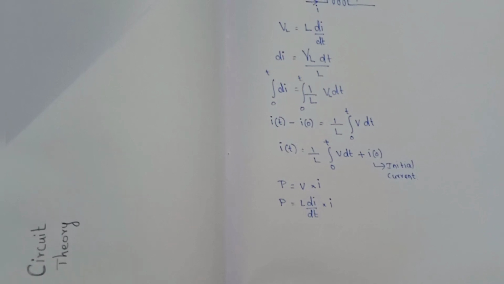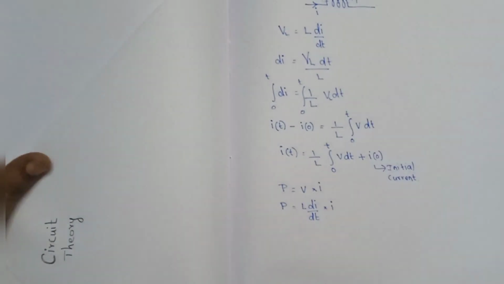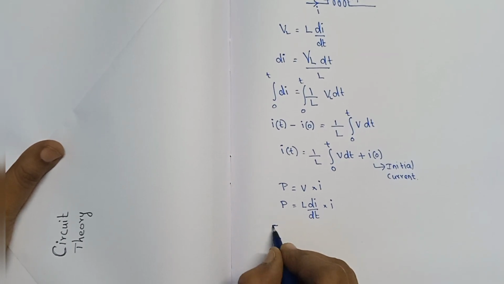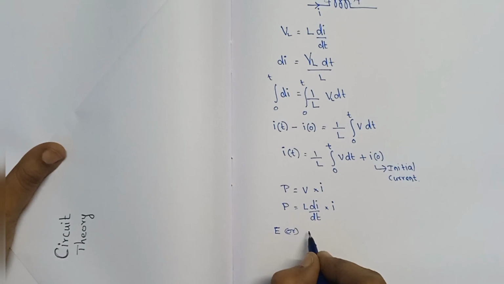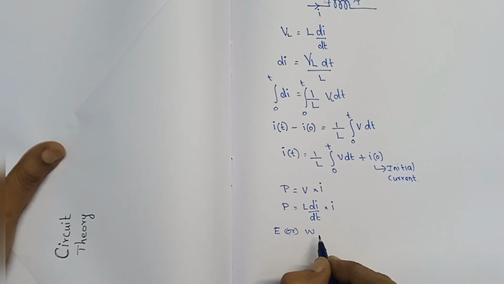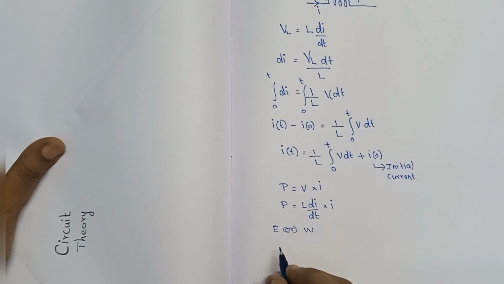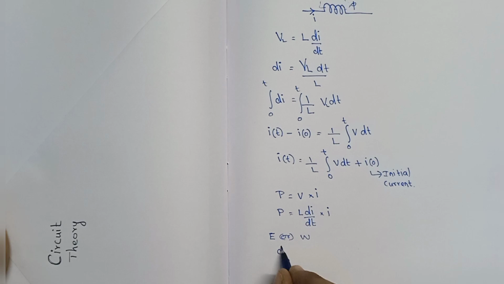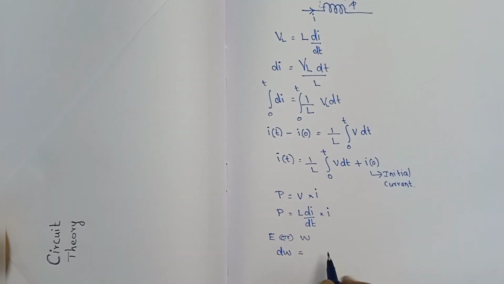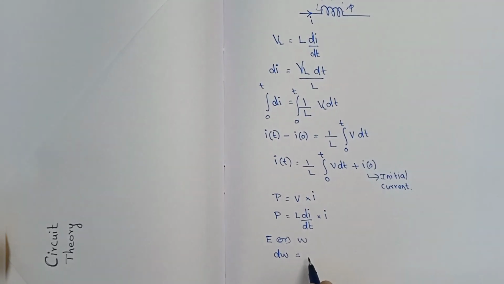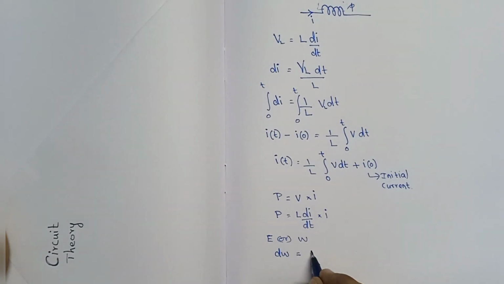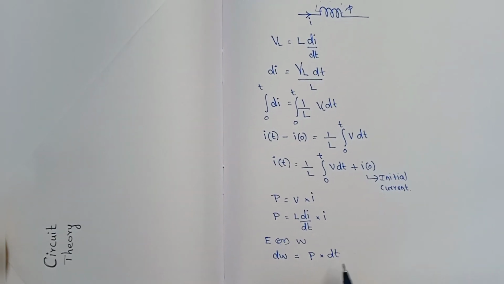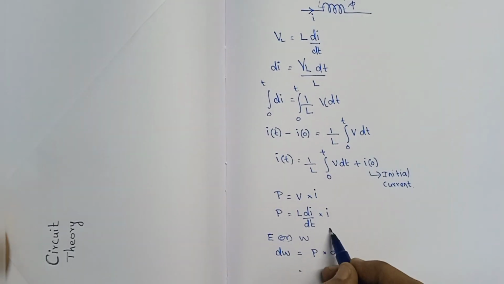If I want to calculate the energy stored in the inductor, what is the formula for energy? So energy stored in the inductor E, in some books they write it as W. How can we write the energy stored in the inductor? So dW is equal to energy is equal to power into time taken. So power is already there, power into time taken. Here dW, so here I am going to write dt. So substitute the value of P over here.